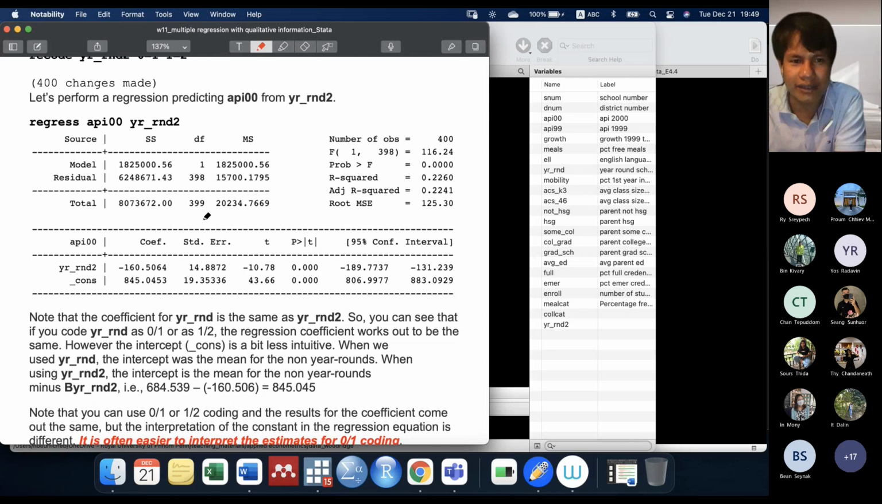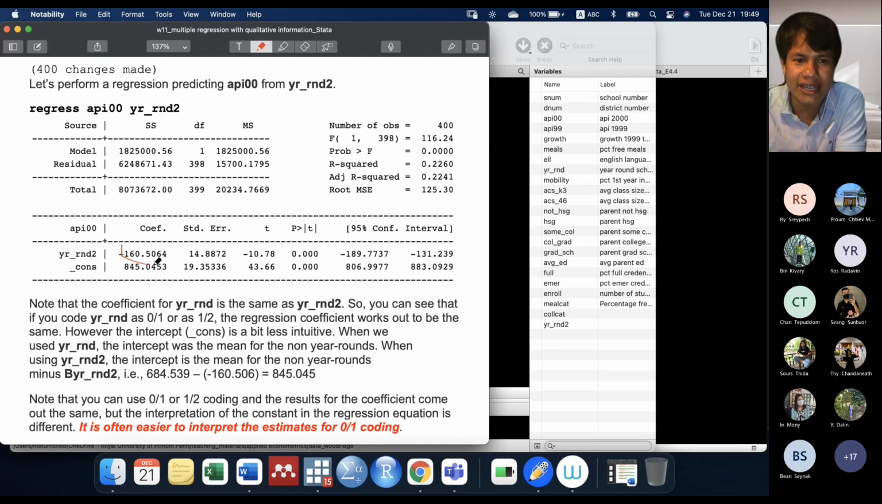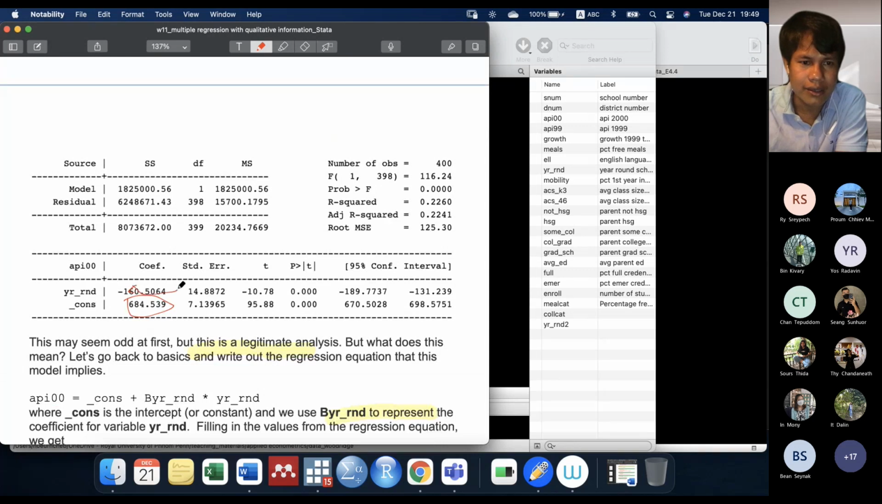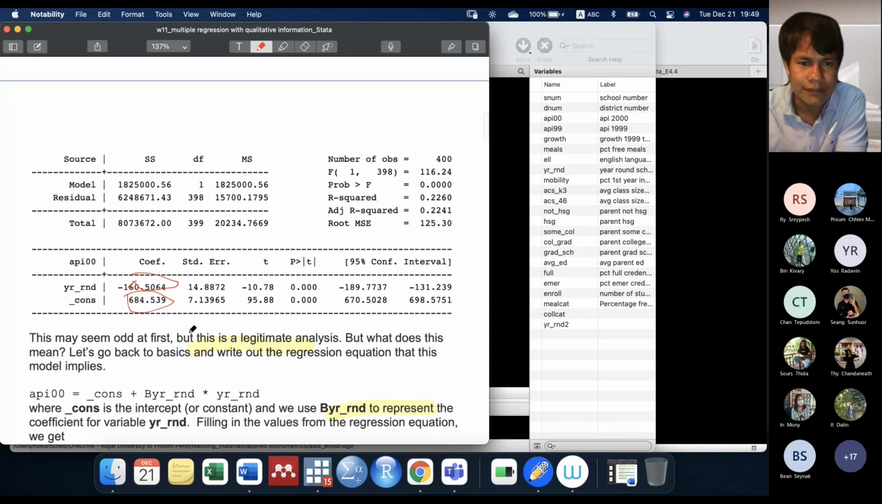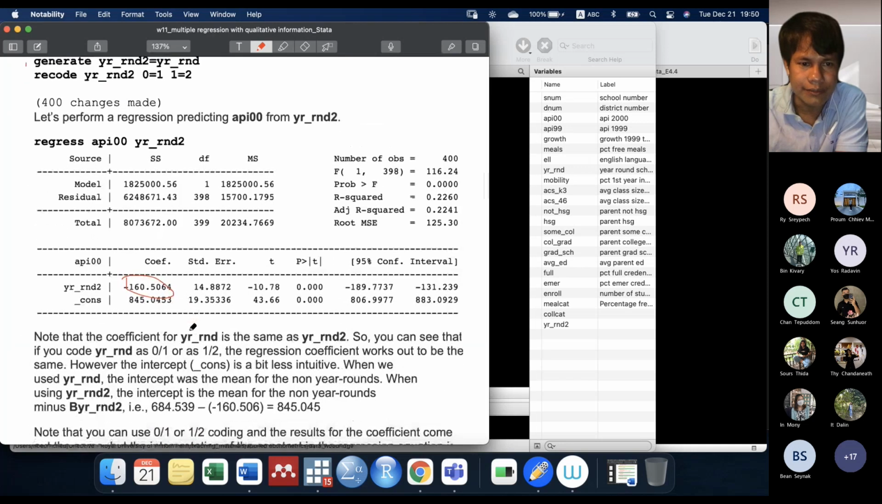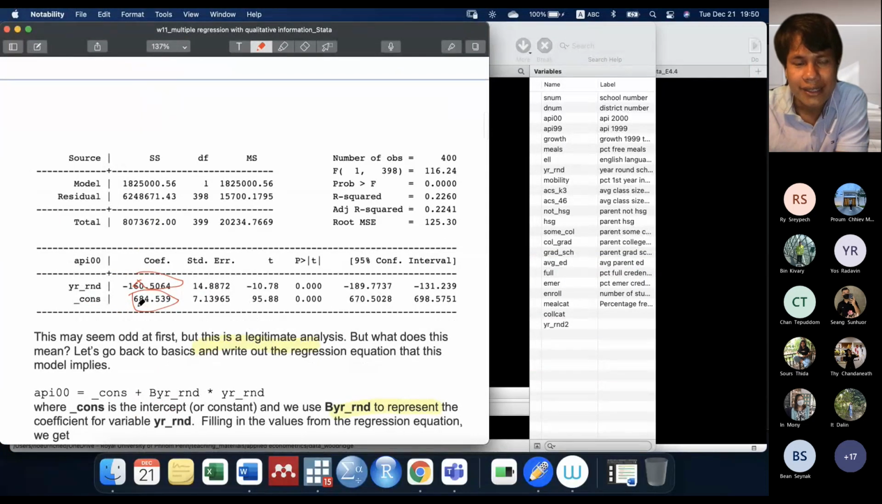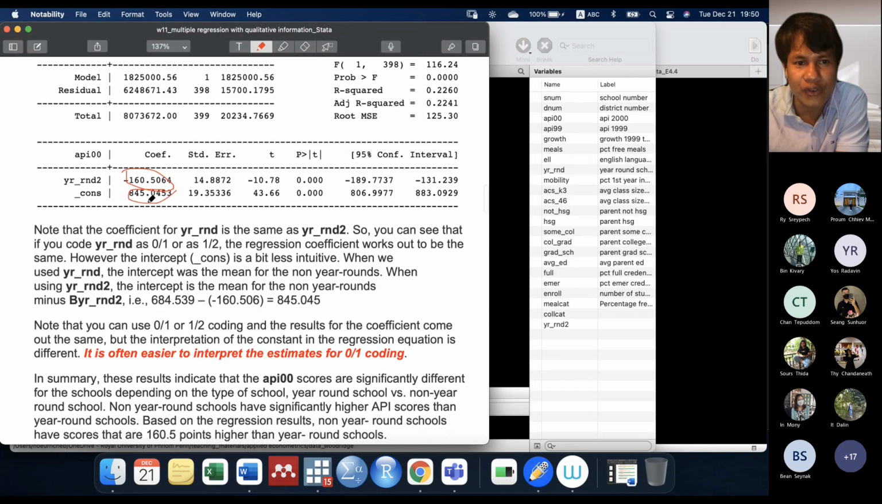So now let's look at the result. You may see that the coefficient is the same, guys. If I move up, the coefficient is the same. But if you look at the constants, it's no longer the same. When you use 0 1, the constant is 684. But now the constant is 845. So in order to know the difference, you need to replace the value again.